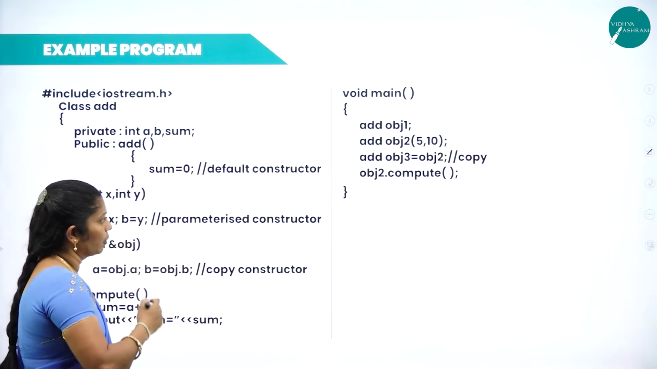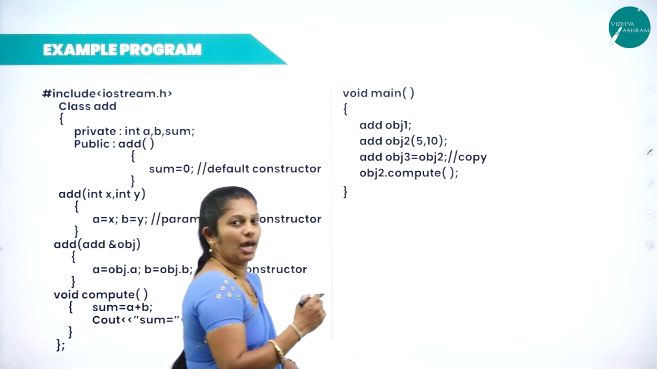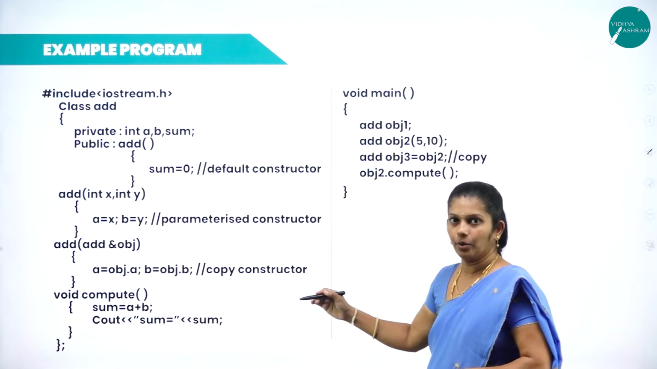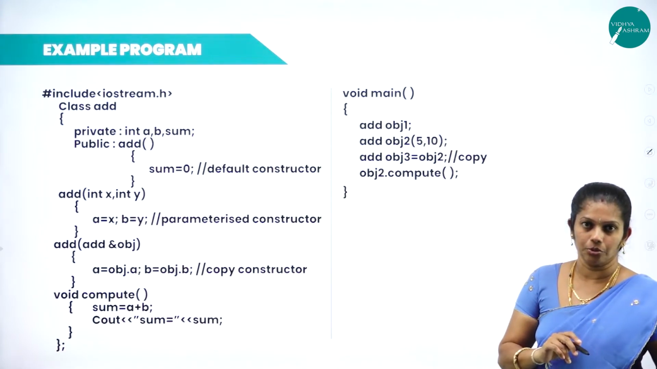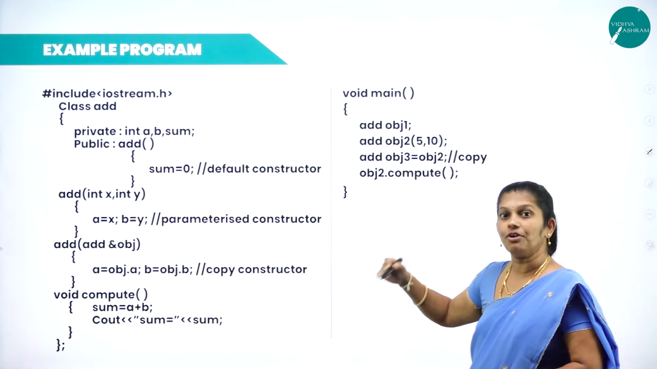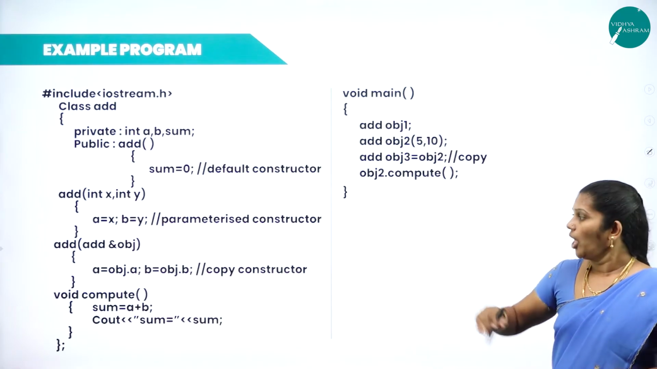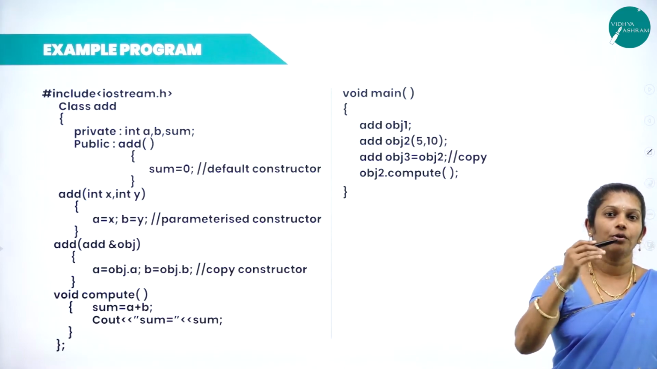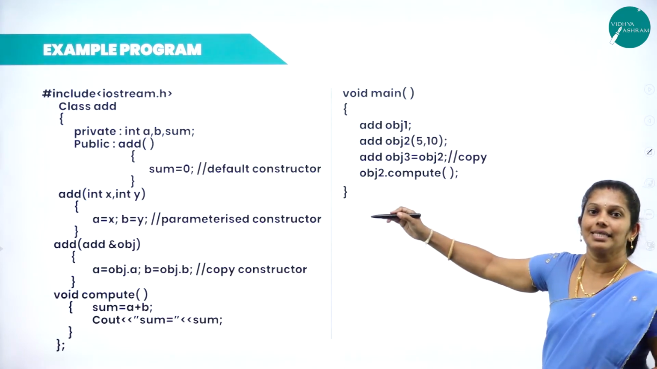If you observe this program, here in the same program, we have considered all the 3. That is, you can write the same program for the default constructor also. You can write the same program for the parameterized constructor also. You can write the same program for the copy constructor also. For all the 3, you can write the same program.